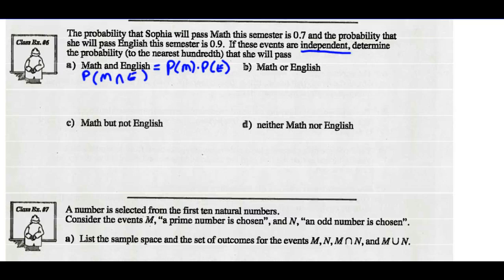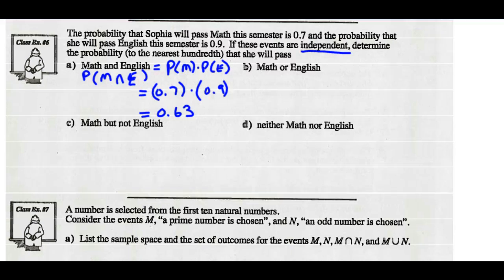So that's right off your formula sheet. All right. So the probability of math is 0.7. Probability of English, we said, passing that was 0.9. Multiply those together, you get 0.63. They're independent events.